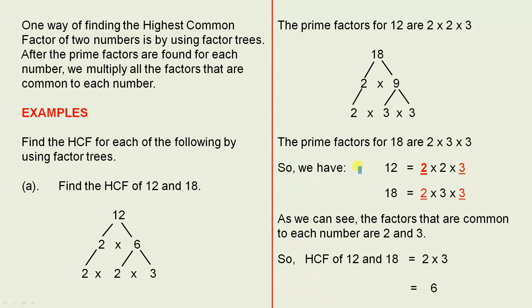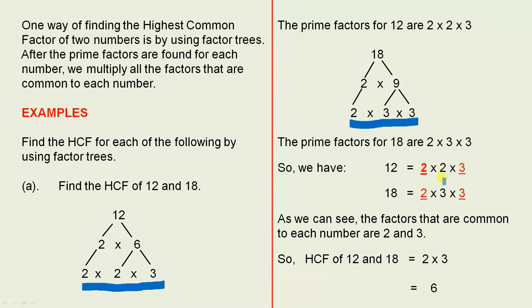So here we go. For 12, we have 2 times 2 times 3, as we saw there. For 18, we have 2 times 3 times 3, as we saw there. Now let's look at the common numbers. 2 is there and 2 is there. So we take that one and that one. They are common. Here we have a 2 and a 3, so there's no commonality. Here we have a 3 and a 3. So 3 is there and 3 is there. So the common factors, the ones that appear in both, are 2 and 3.